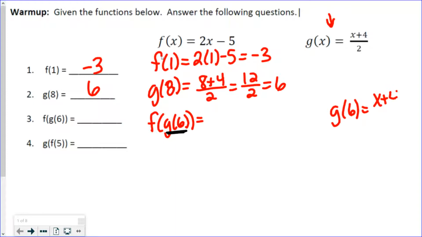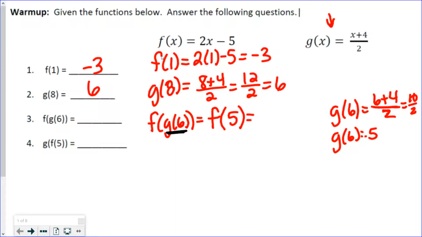That's x plus 4 divided by 2. Oh, sorry, not x plus 4, Ms. Harris. We're replacing x with 6. So 6 plus 4 divided by 2. 6 plus 4 is 10 divided by 2. So g of 6 is the same thing as 5. So now I'm going to take this 5 and plug it in for g of 6 here. So instead of f of g of 6, I've got f of 5.